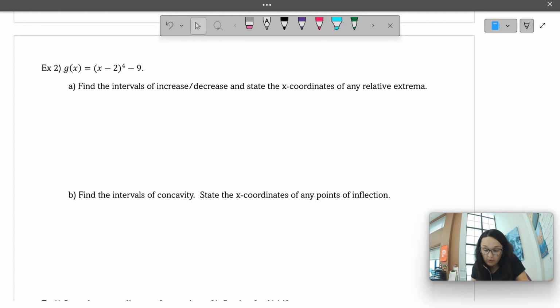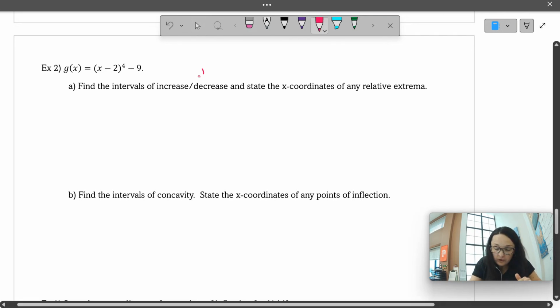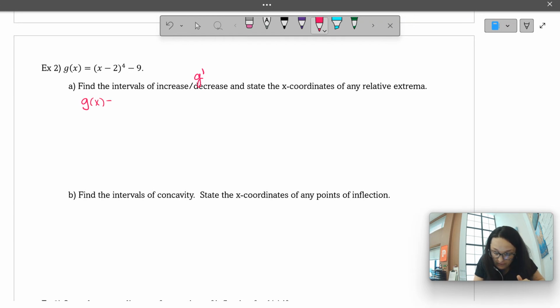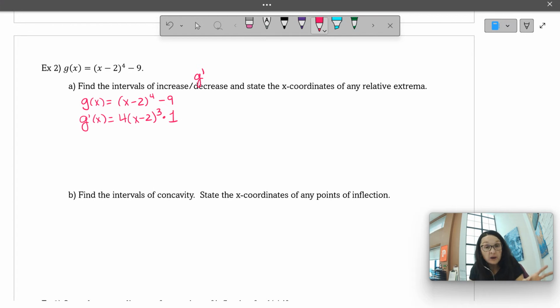I have another G. I want intervals of increase and decrease, which means I need to be looking at F prime. Oh, look, I did it again. G prime. Okay. So let's see. G is X minus 2 to the 4th minus 9, making G prime 4 times X minus 2 cubed times 1, because it's technically a chain rule. Derivative of the outside, keep the inside, times the derivative of the inside. And I want to know when G prime equals 0 or doesn't exist. Well, it always exists, and it's going to equal 0 when X is 2.